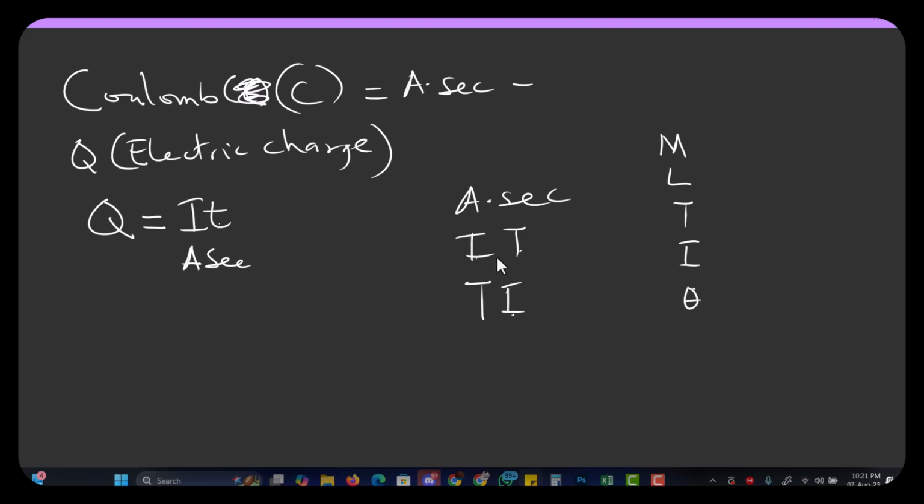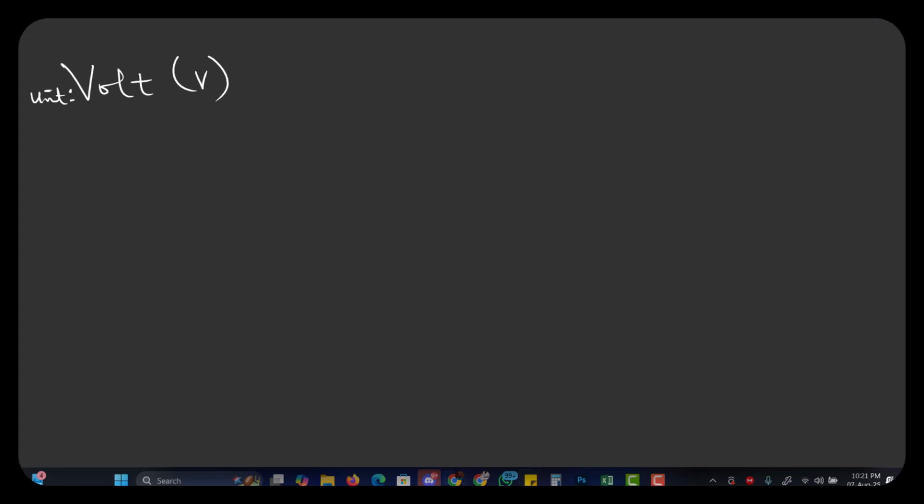Now, since we are done with columns, the next parameter or the next quantity I'm going to talk about is what you call volts. The next unit I'm going to talk about is the unit called volt, represented with V or capital V. So that's the next unit I'm going to talk about.